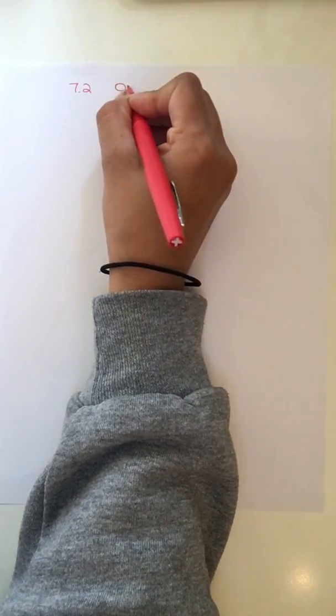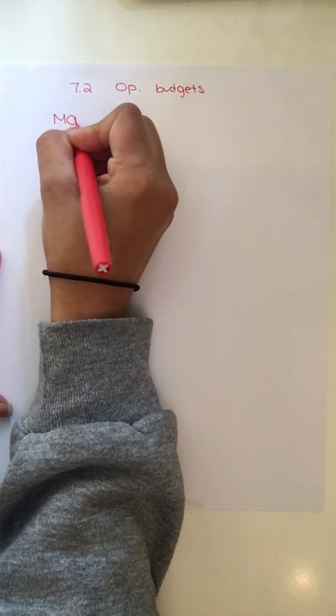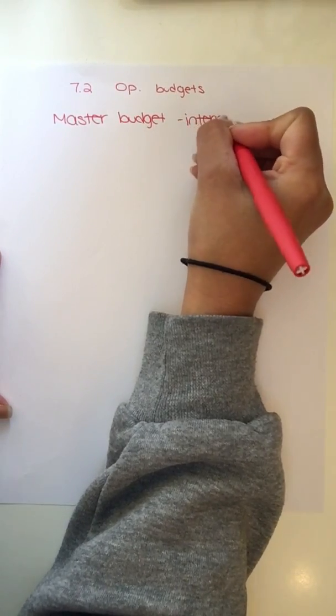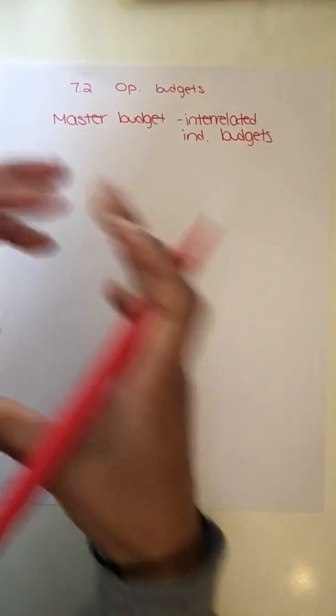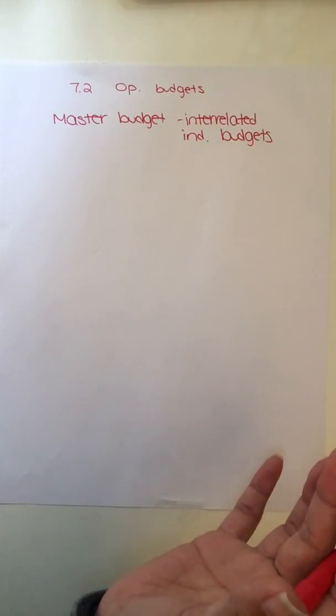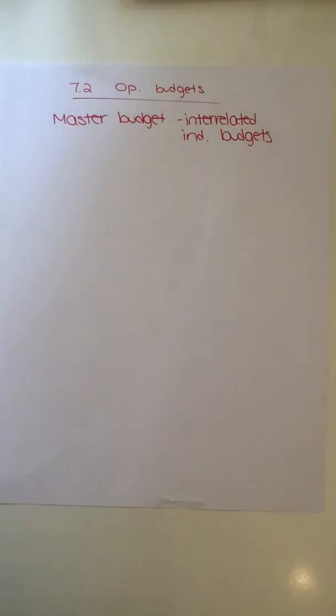So as you saw in the reading for section 7.2, we start to get into the operating budgets. We are introduced to the concept of a master budget. And a master budget is simply a set of interrelated individual budgets. Because as we said, if it's a complex company, they're going to have a lot of budgets. So they actually do have a lot of individual budgets. And then the collection of all those individual budgets is what's referred to as the company's master budget. In section 7.2, we're going to talk about just the operating budgets. So let's go through that.